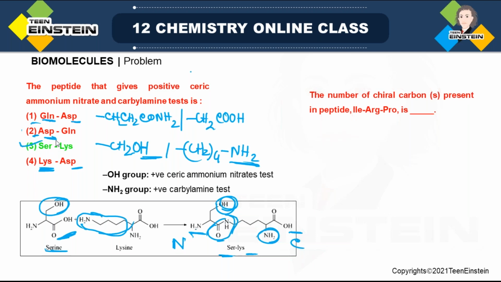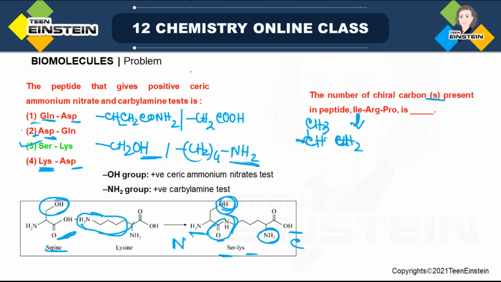Next question. The number of chiral carbons, or it may be more than that, plural is also possible. This is an integer type of question. Present in the peptide. What is the peptide? See, a total of 3 amino acids are present. It is a tripeptide. ILE, ARG, arginine, and PRO, that is proline. So when it is ILE, let me write the side chain. It is CH, then a methyl group.